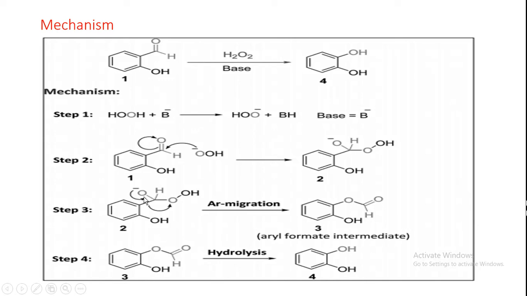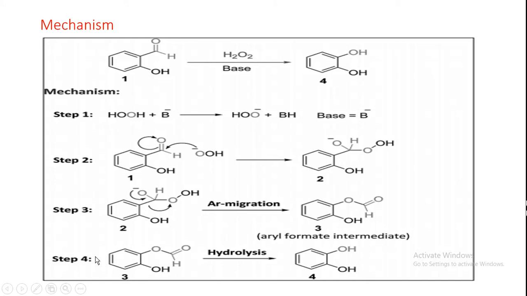In the next step what will happen, there is a rearrangement, aryl migration. Aryl migration means this aryl group, or phenyl group, the benzene ring, will migrate from this carbon to this oxygen. So see here this benzene ring with OH, earlier it was directly attached to carbon, but after aryl migration this benzene ring will attach to this oxygen. So you see benzene ring, oxygen, then C double bond OH.